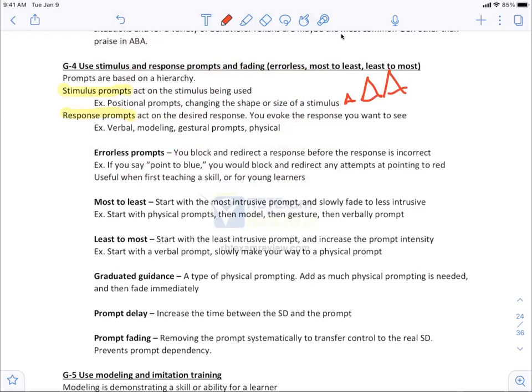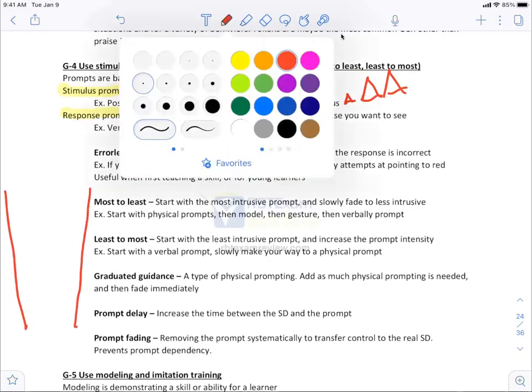We're just making sure, no matter what, we are pointing to blue and being told point to blue. Now, what is most to least? Well, and least to most. Remember, we have our prompt hierarchy, right? So if we have our hierarchy like this, okay, what's at the top?